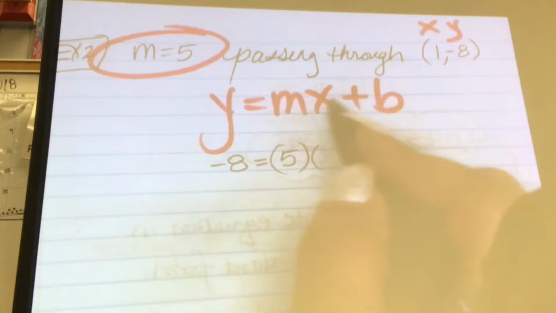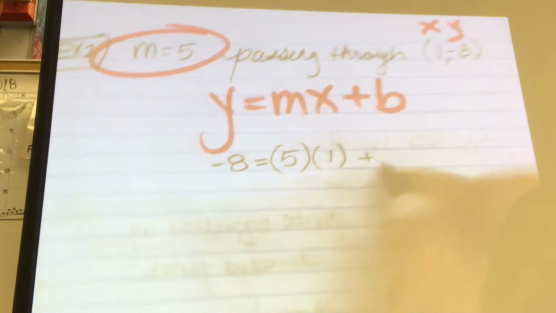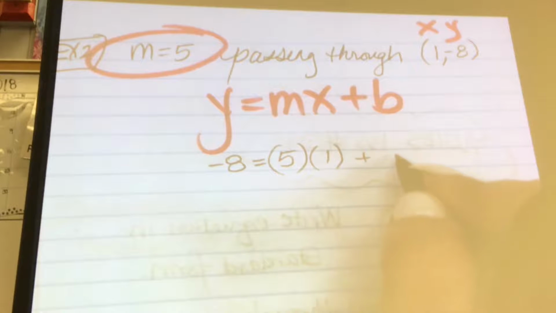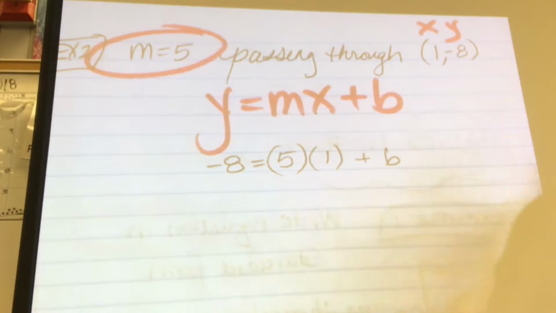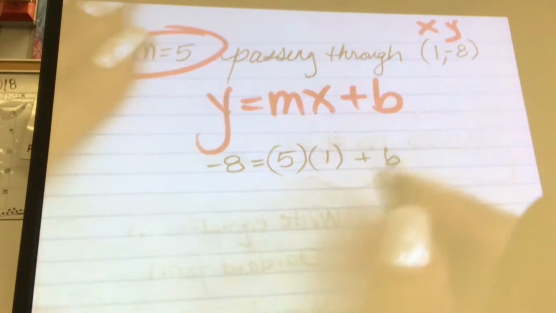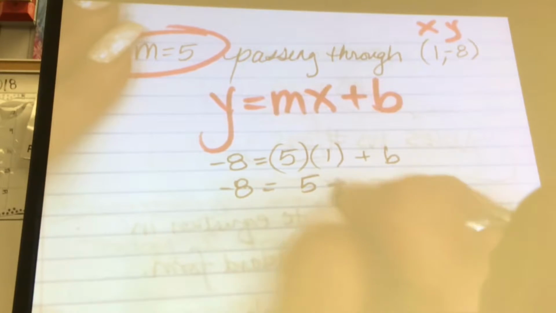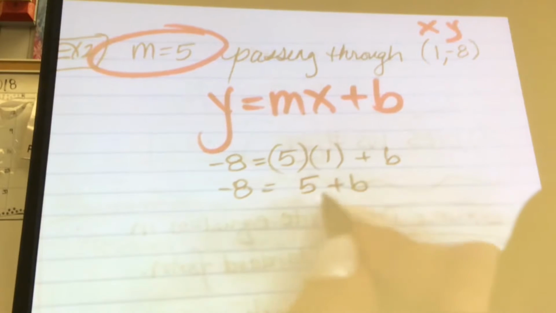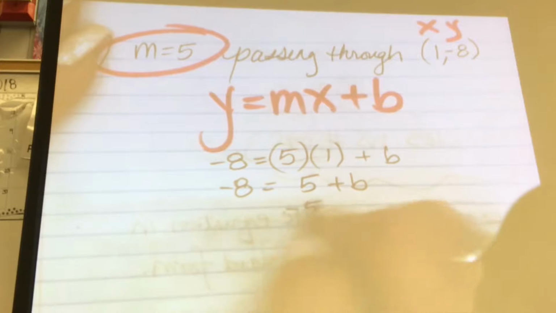What is my m? Where's that? What is my X? What's my B? It's B. You don't know it. Leave it alone. What is 5 times 1? 5. So negative 8 equals 5 plus b. How do you get rid of this 5? Yep, you're going to subtract it.